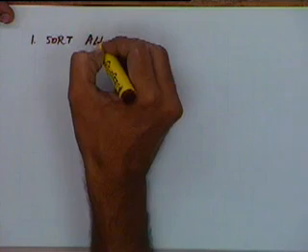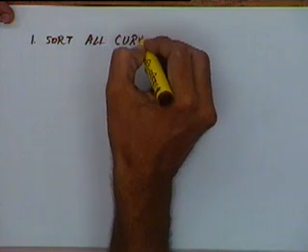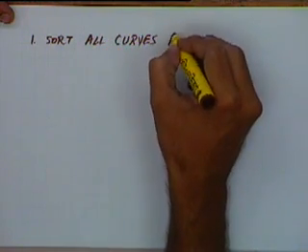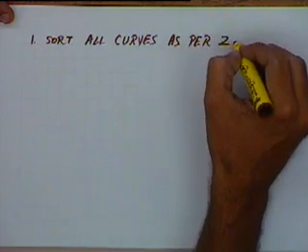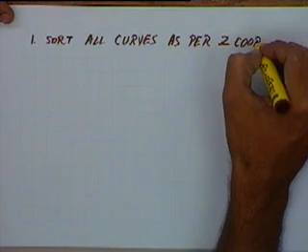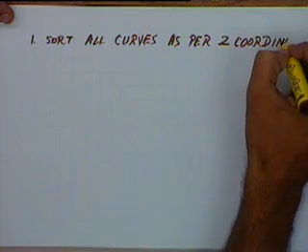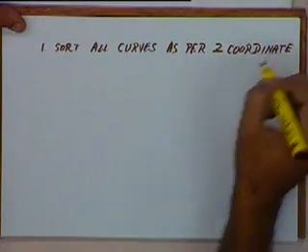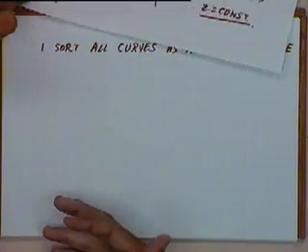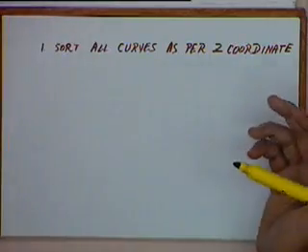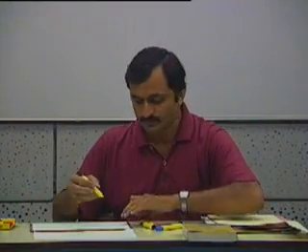sort all curves as per the z value or as per z coordinate. The one closest to the eye will be the first curve that we will consider, and the one furthest from the eye will be the last curve.